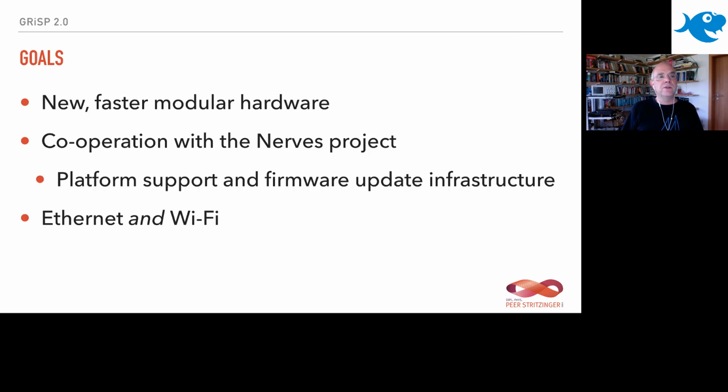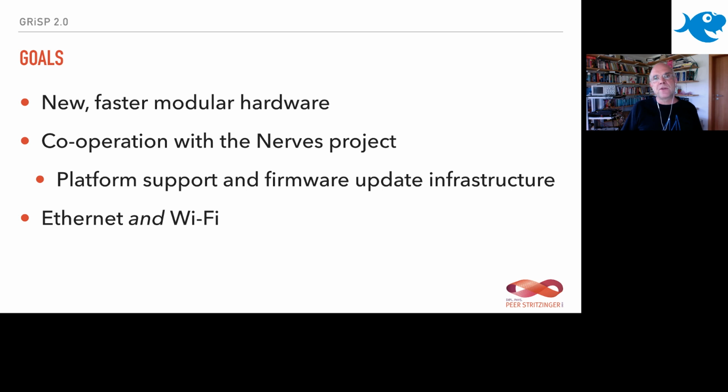Goals: new faster modular hardware. We're also cooperating with the NERVS project. NERVS is another way to actually run embedded, in this case, Elixir applications. But I think they also support Erlang now, or they always supported Erlang, but basically it's written in Elixir. The base thing is written in Elixir, and you can use it with Erlang and Elixir.